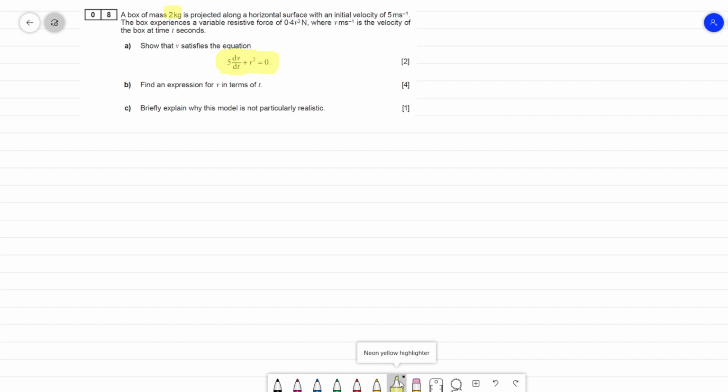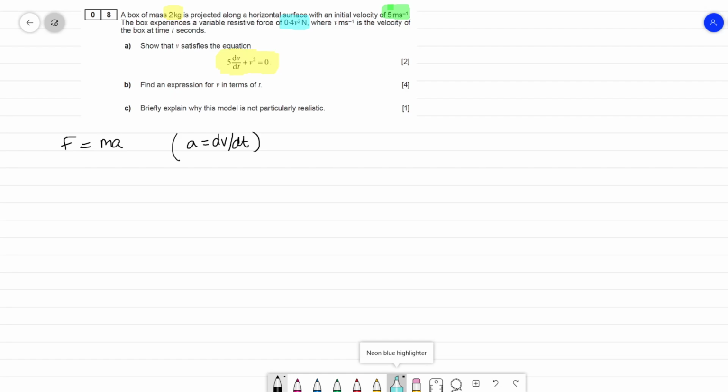So we've got a box. We're given the mass, 2 kilos. We also know an initial velocity of 5 meters per second. We're told that there is a resistive force, 0.4 v squared. We've got to somehow come up with that differential equation. All right. The way I'm going to start this, I'm going to write down F equals ma. And I know that a is equivalent to dv dt. So I feel like that's got to come into it somewhere.